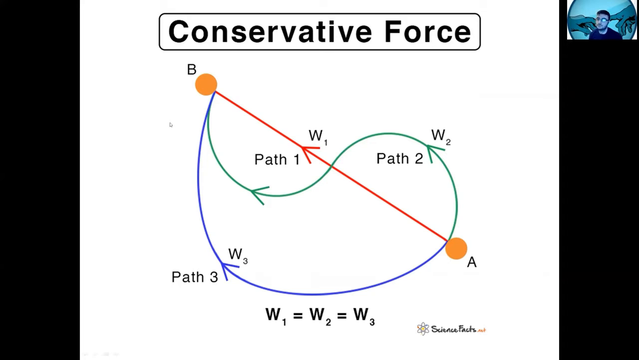So a non-conservative force like the applied force, the tension on a string, or friction depends on which path you take to get from A to B. Whereas with something like gravity, it doesn't matter which way you go, the same amount of work is done regardless. Okay, so that's just an important distinction.